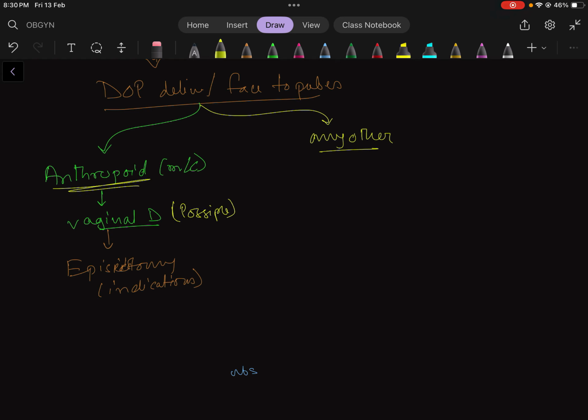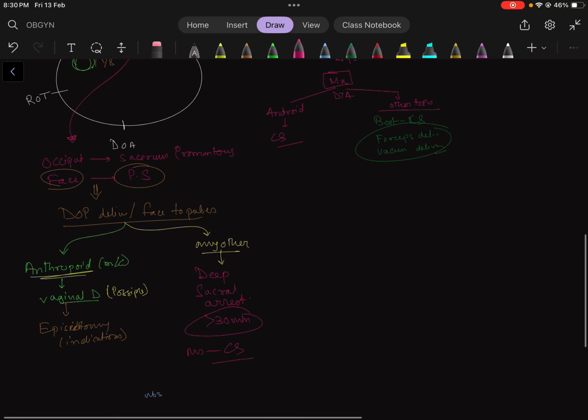If it happens in any other type of pelvis, it causes something which is known as deep sacral arrest for more than 30 minutes, and the management is of course cesarean section. So this ends malposition.